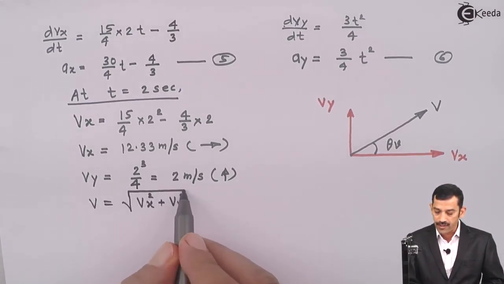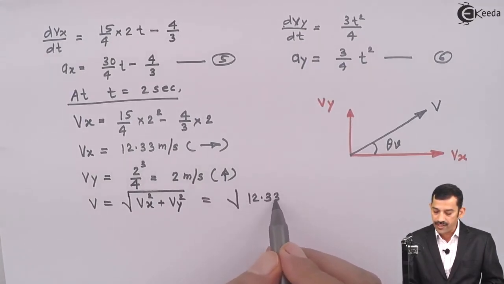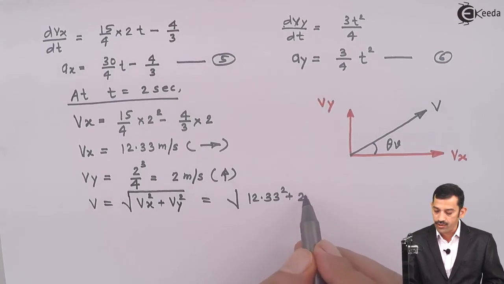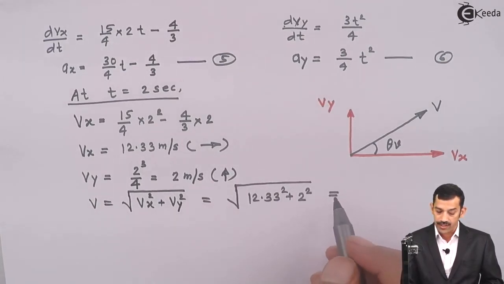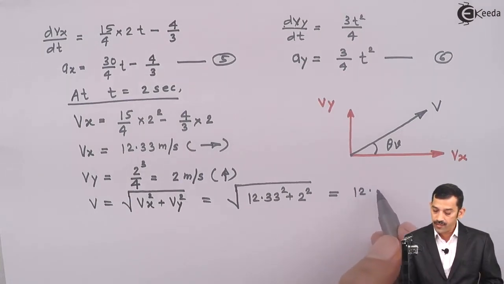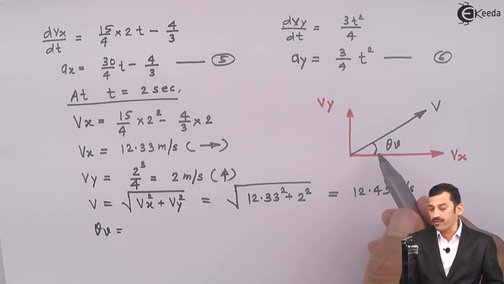Applying Pythagoras theorem, what will we get here? Square root of 12.33 square plus 2 square. If we calculate using a calculator, the velocity we get is 12.49 meters per second. And the inclination of velocity, theta v, we will get from this figure.